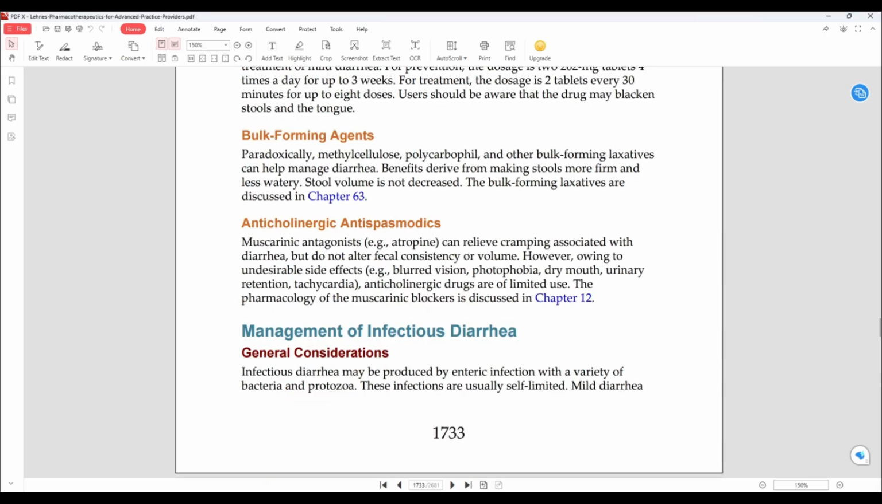Bulk-forming agents. Paradoxically, methylcellulose, polycarbophil, and other bulk-forming laxatives can help manage diarrhea. Benefits derive from making stools more firm and less watery. Stool volume is not decreased. The bulk-forming laxatives are discussed in Chapter 63.